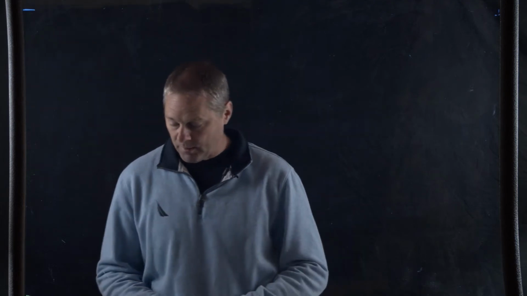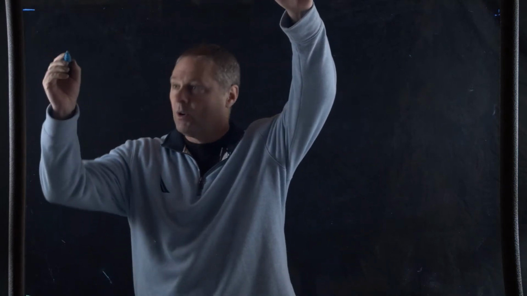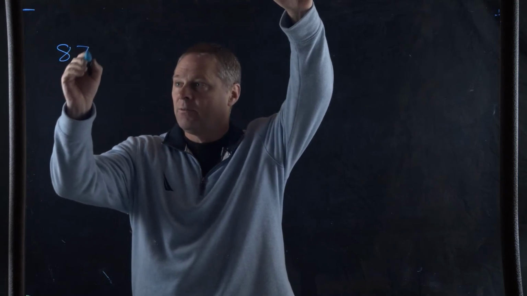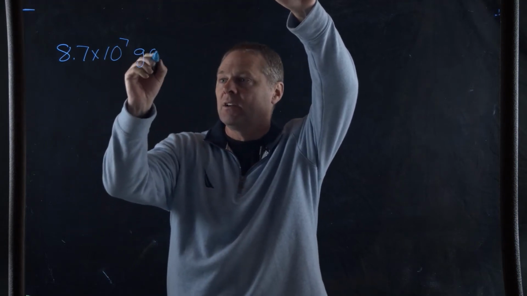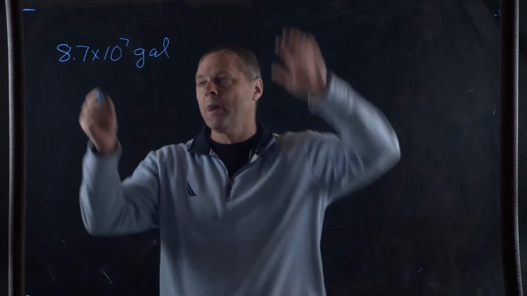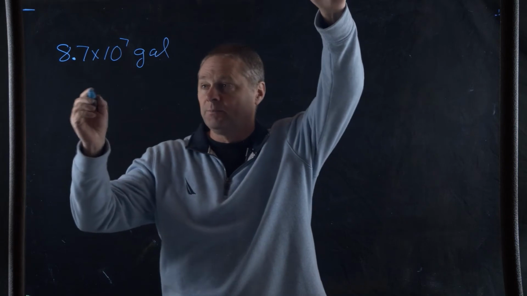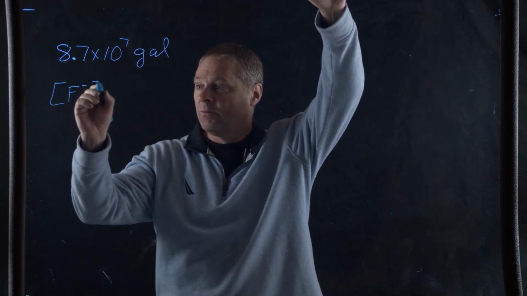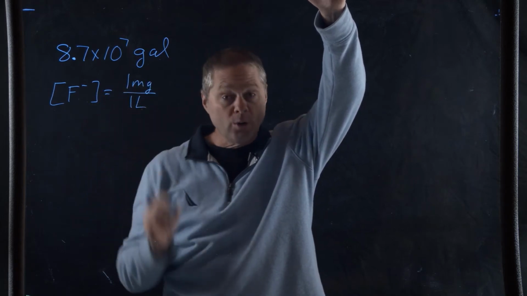Part B of this problem, we want to know how much sodium fluoride we need to add to 8.5 times 10 to the 7th gallons of water. So this obviously is going to be a city municipality, their public water works. We need to add some sodium fluoride to this amount of water such that the concentration of the fluoride will be 1 milligram per liter.